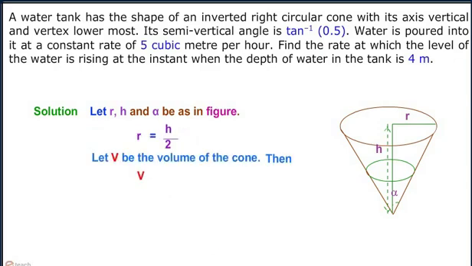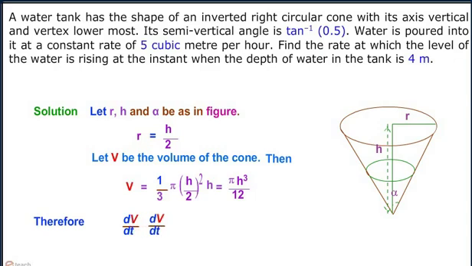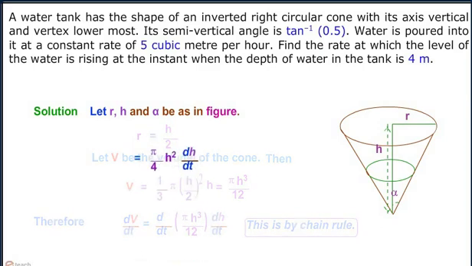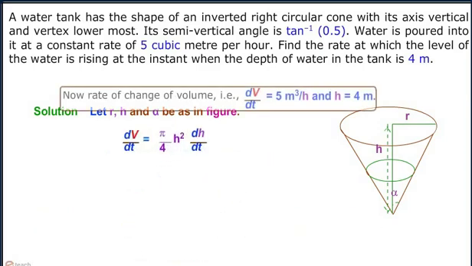Let V be the volume of the cone. Then V equals 1 by 3 pi (h by 2) whole square into h, that is pi h cube divided by 12. Now differentiating it with respect to t, we get dV by dt is equal to pi by 4 h square into dh by dt. Now the rate of change of volume, that is dV by dt, is 5 meter cube per hour and h is equal to 4.